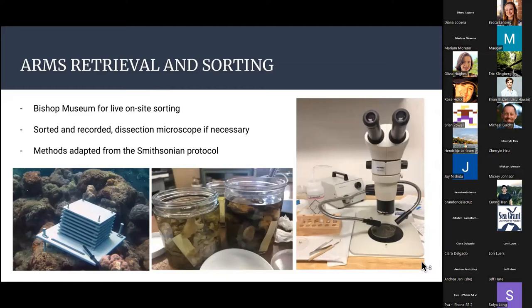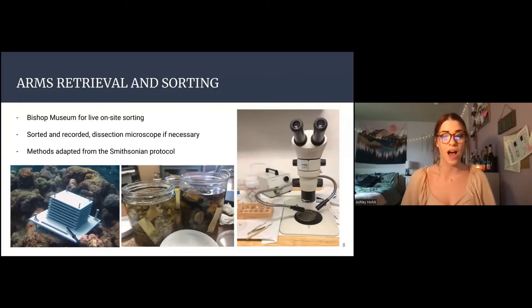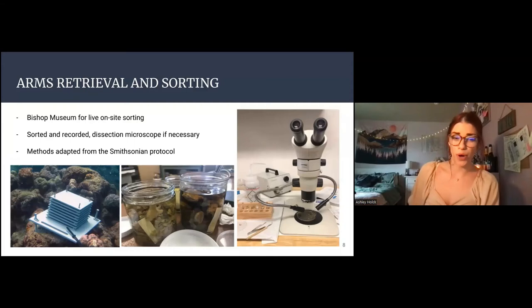Retrieving these is a whole process. So what we do when we retrieve them is we pull them up and we bring them into Bishop Museum for live on-site sorting. We worked very closely with the faculty and the postdocs at Bishop Museum to identify the vast array of species there and work on our methods. Our methods were adapted from the Smithsonian Protocol.